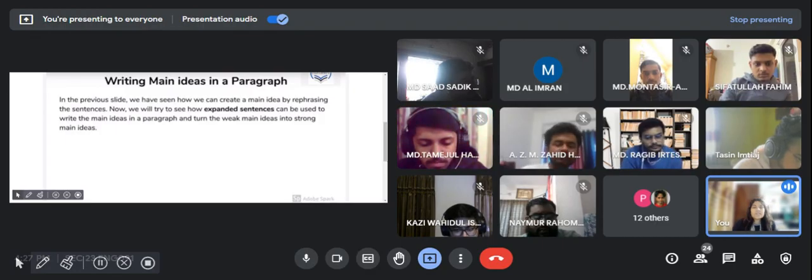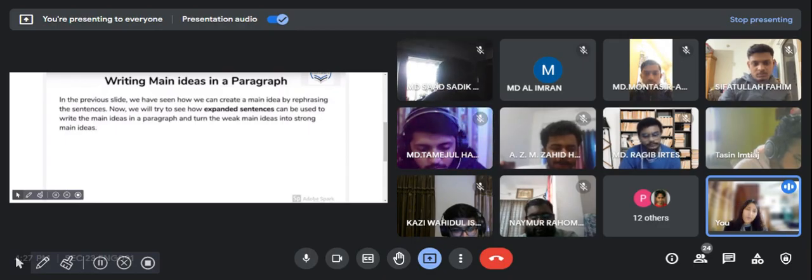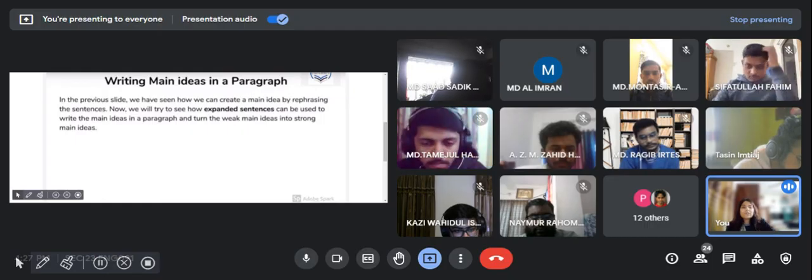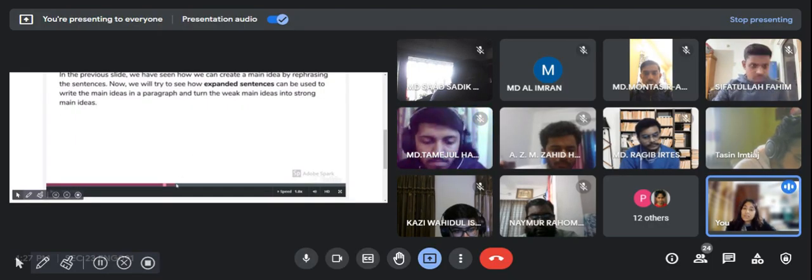you can write the main ideas by rephrasing sentences. You have to rephrase the sentences because you cannot keep the sentences the same way as they are. Now you will see how expanded sentences help to write the main idea in a paragraph and turn the weak main idea into a strong main idea.